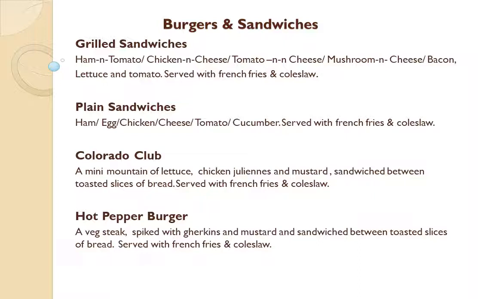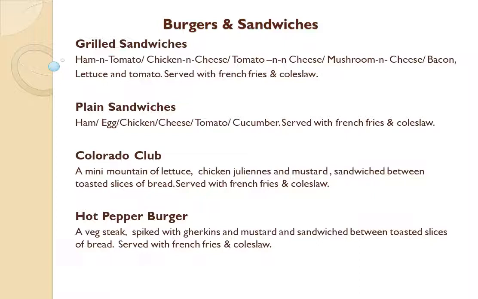Here if you will see, burger is there and sandwiches are there. If we are taking an order for the grilled sandwich, we'll have to be very clear. "Sir, would you like to have grilled sandwich? Which variety of the grilled sandwich do you want, sir?" Here we have so many different variations. We have ham and cheese also. We have chicken and cheese also.